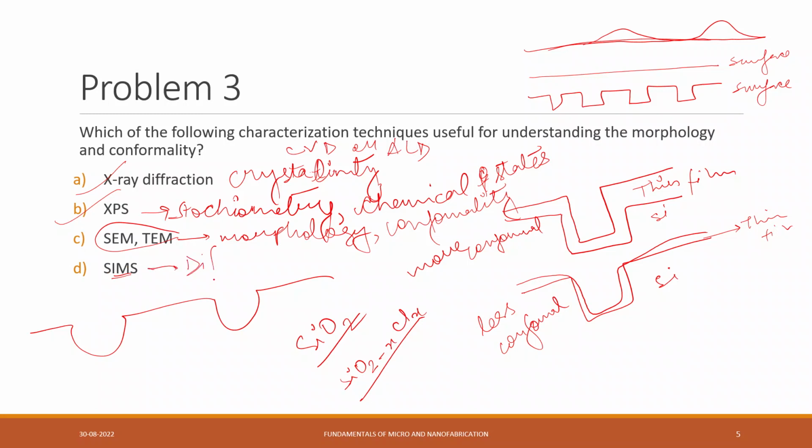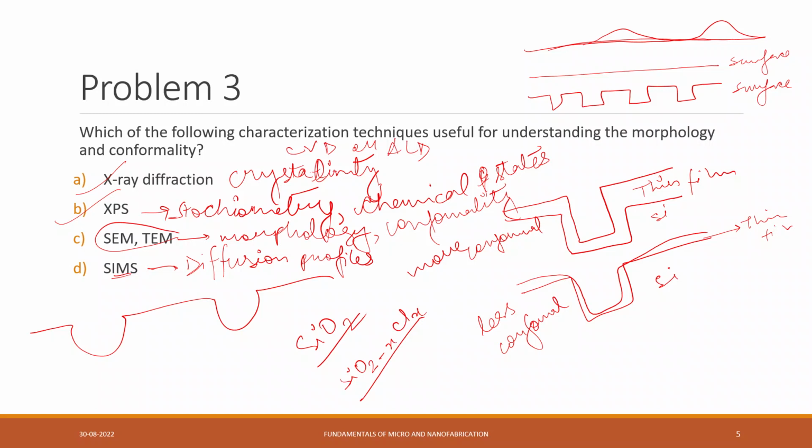It is very good for understanding the diffusion profiles, how the materials have diffused inside. So we incident high energy beams on the surface, and after that some atoms are released from the surface. We have a mass spectrometry, and we analyze the knocked off atoms.